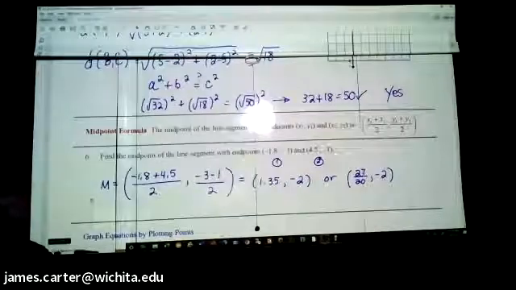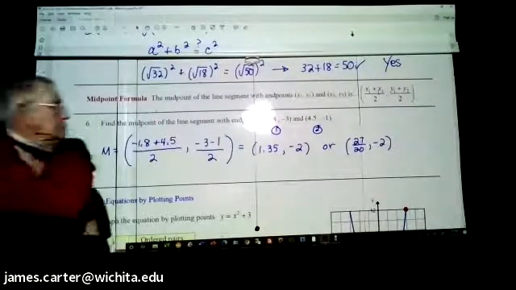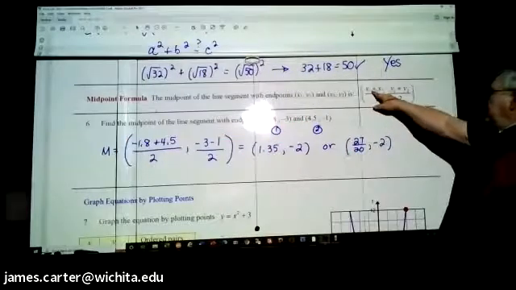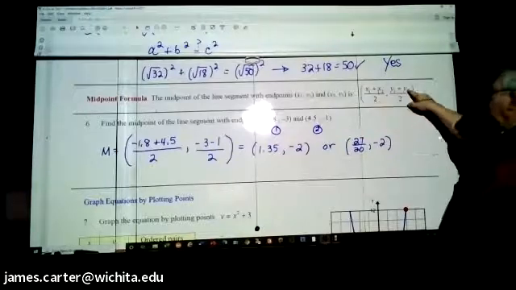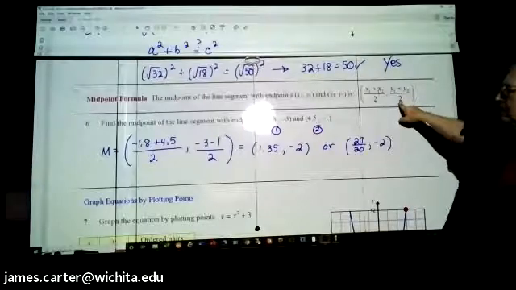Okay, now we move to the midpoint formula. Here we have the midpoint formula. So in this case, we are averaging the X values. We add them together, divide them by 2. We're averaging the Y values. We're adding them together, divide them by 2.